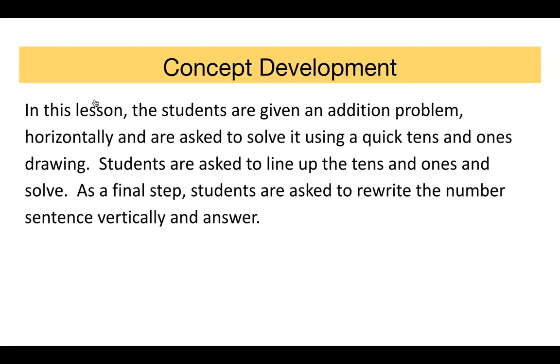So in this lesson, students are given an addition problem horizontally written and are asked to solve it using a quick tens and ones drawing. And then they're asked to line up the tens and the ones and solve. As a final step, our students are asked to rewrite the number sentence vertically and to answer it that way.